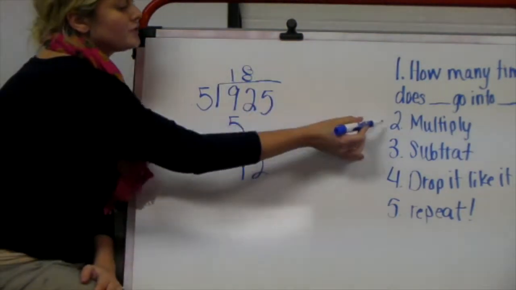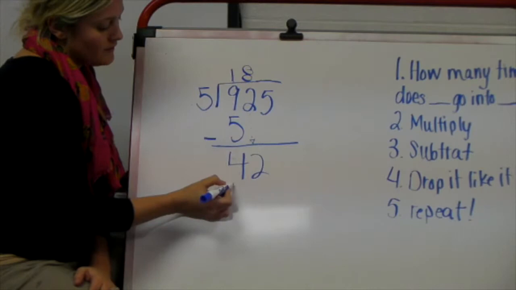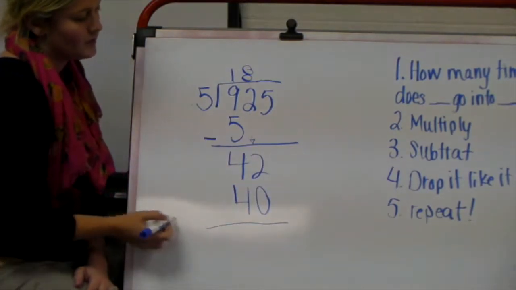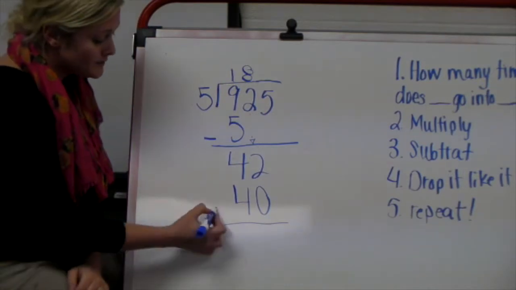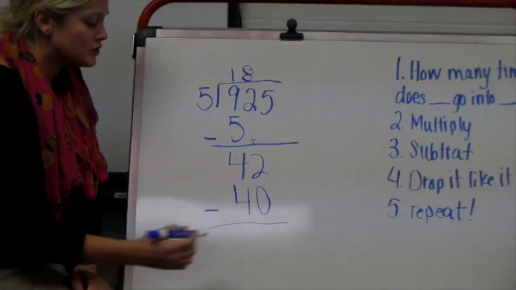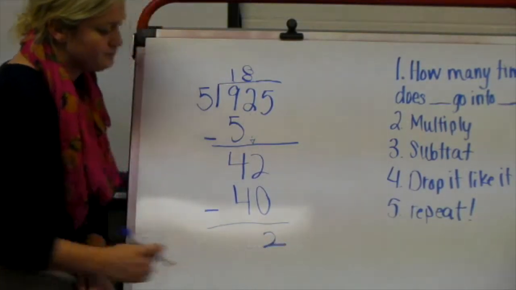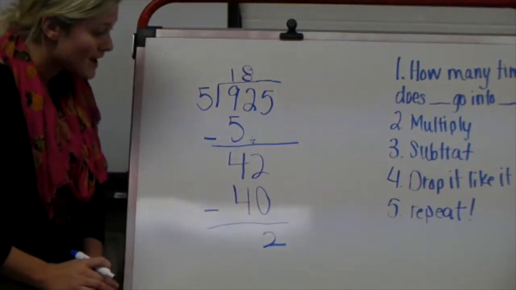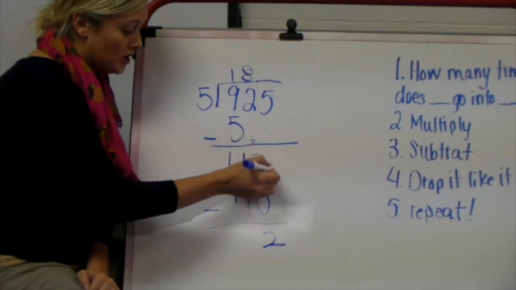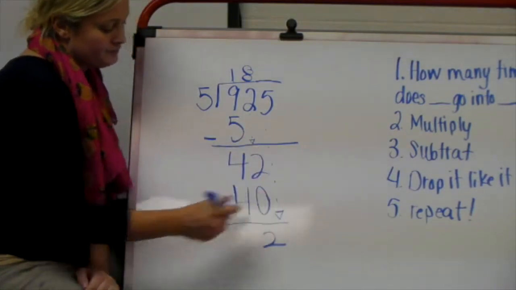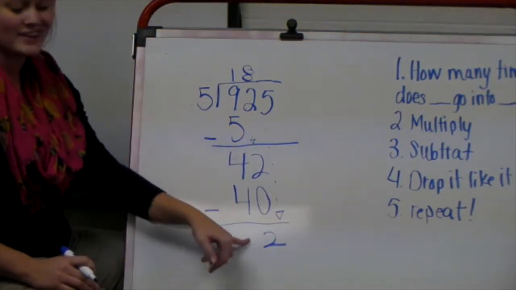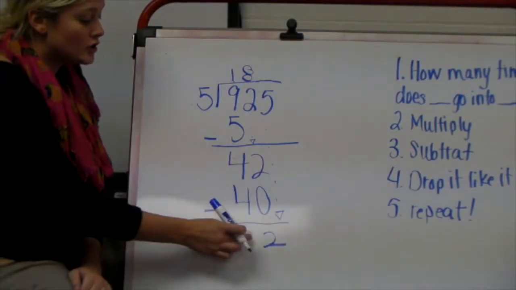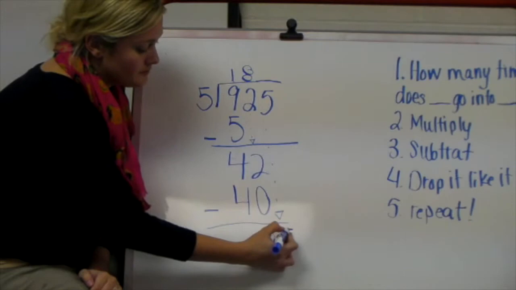And this is where I multiply. 8 times 5 is 40. My next step is subtract. 42 minus 40 is 2. My next step is to drop it like it's hot, because I know that 5 cannot go into 2, so I need to make 2 a larger number. So I drop 5 down.